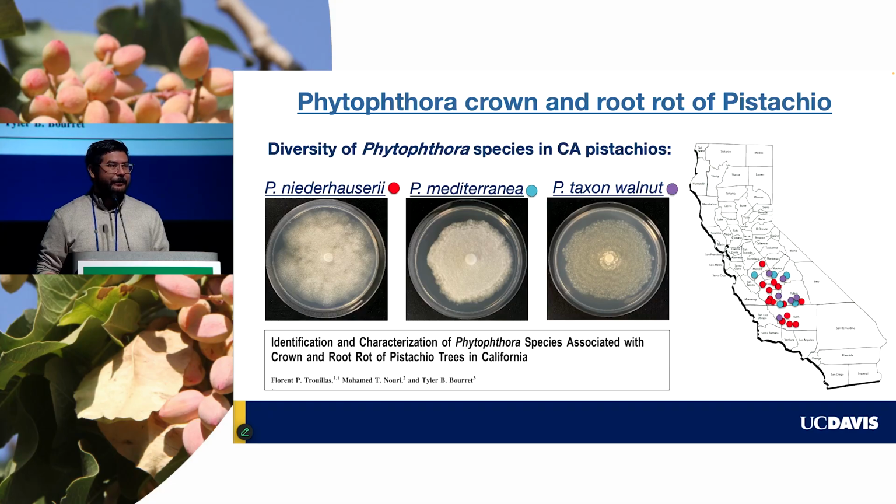Funding from the California Pistachio Research Board allowed the lab to do these surveys and assess the situation of Phytophthora diseases in pistachios. What we found was that there are 3 Phytophthora species responsible for this disease: Phytophthora niederhauseri, Phytophthora mediterranea, and Phytophthora taxon walnut. Out of those 3 species, we do see niederhauseri a lot more prevalent throughout the main pistachio growing regions.